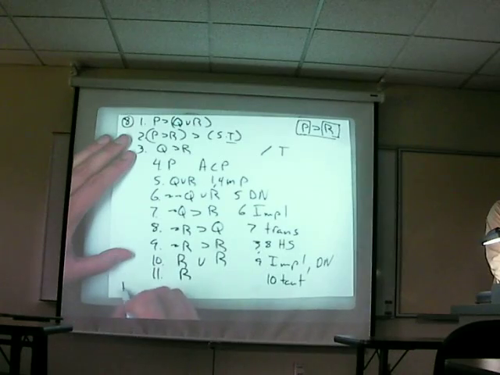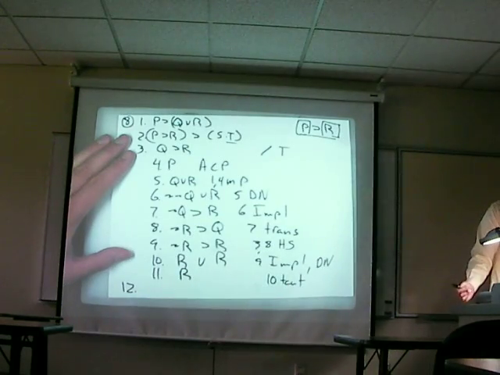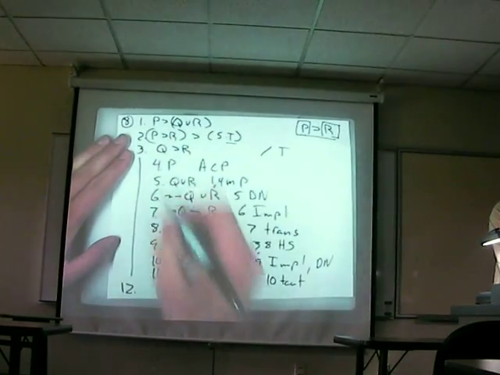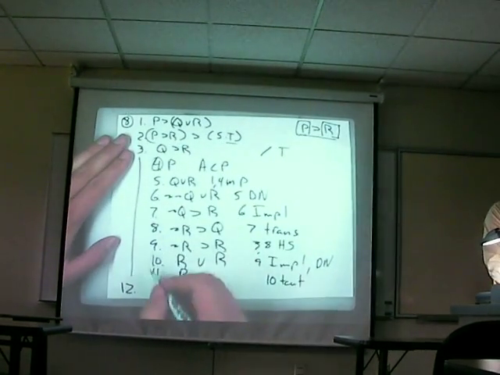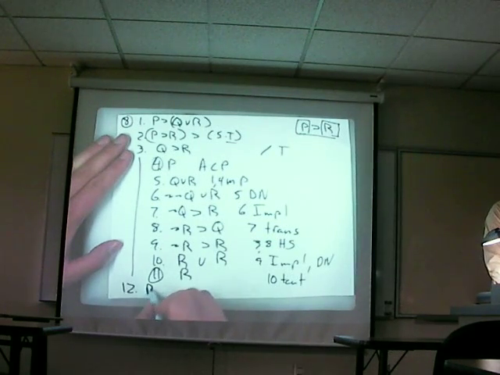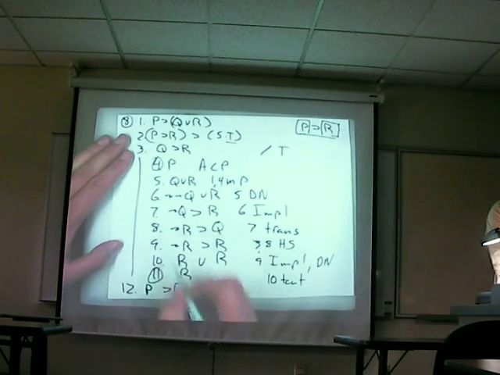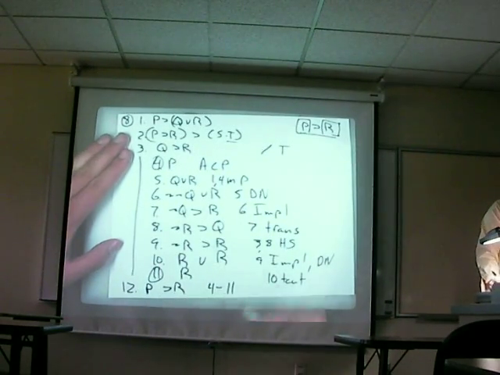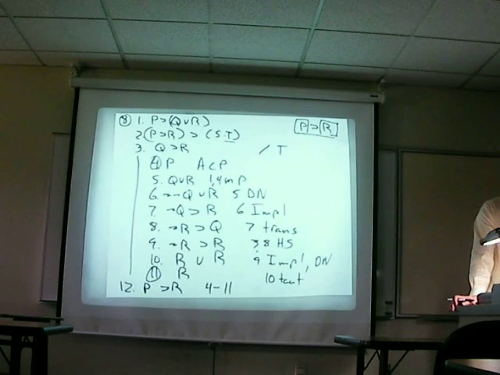We're ready to discharge our conditional proof, and this is turning out to be a rather lengthy problem. We're ready to discharge conditional proof, linking the first line, our assumption, and the last line of that conditional proof together with a horseshoe. In this case, we get P horseshoe R. Justification consists of all of those lines, 4 through 11. And unlike some of the earlier problems, we're not done.